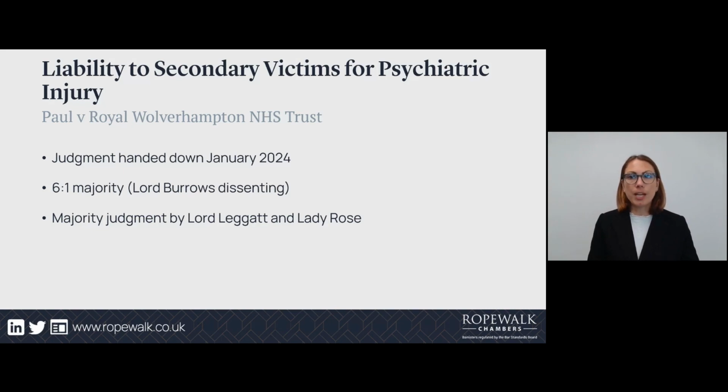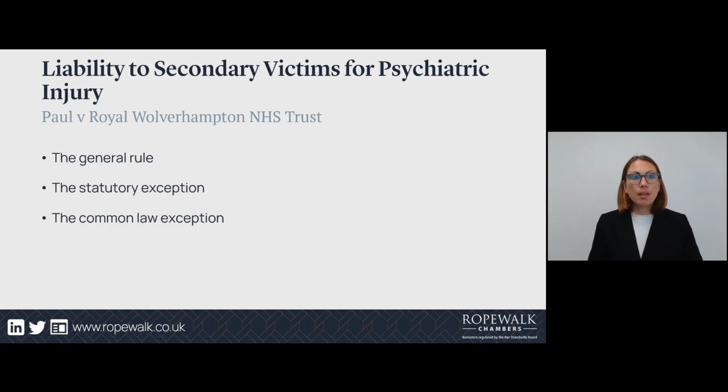The Supreme Court, in fact, was dealing with three conjoined appeals, Poole, Polmear and Purchase, all of which arose from a clinical negligence setting, all concerning negligent failures to diagnose a life-threatening condition of the primary victim. Claims therefore resulted from close relatives of the primary victims who had sustained psychological injury as a result of witnessing either the death or the immediate aftermath of the death of a loved one. The majority judgment was by Lord Leggatt and Lady Rose.